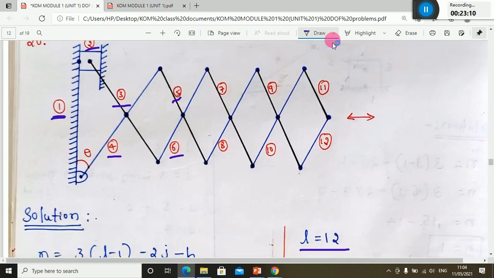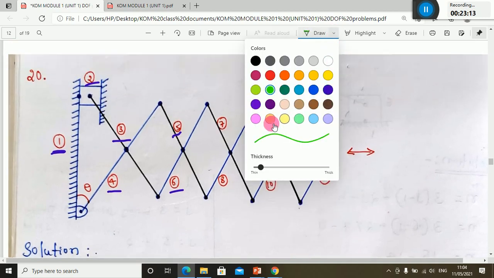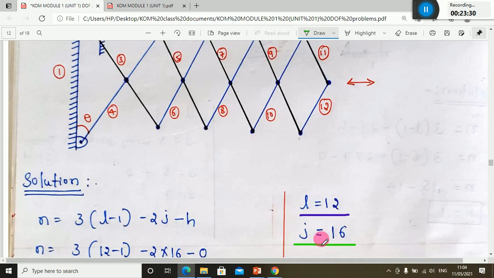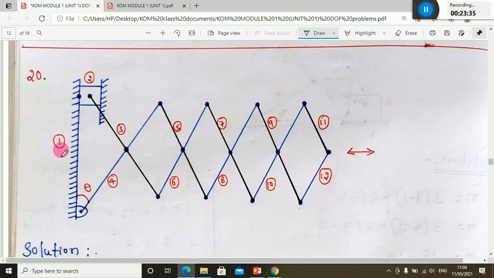And I'll go to the joints. Before that, I'll erase this. I want the total number of binary joints as well as the number of lower pairs. I'll start from this first link. Between first and fourth, there is one joint. And between second and third, because the piston is attached to this kinematic link, here also there is a joint.